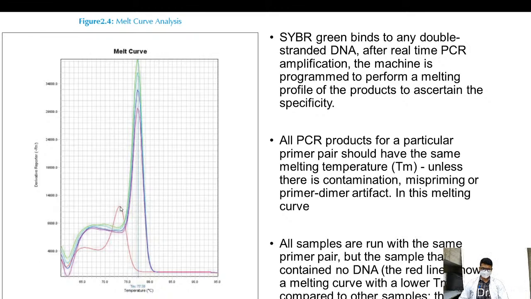But this red line shows, see here, all the samples run with the same primer pair, but the sample that contains no DNA, the red line, shows a melting curve lower than the Tm compared to the other samples. This is probably due to the primer dimer artifact, or since there is no DNA, primer dimer pairing happens, and that shows in the form of a red line.